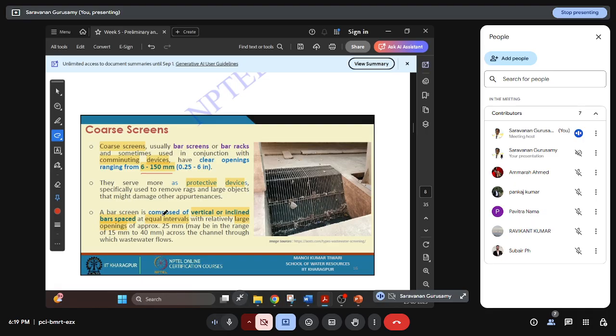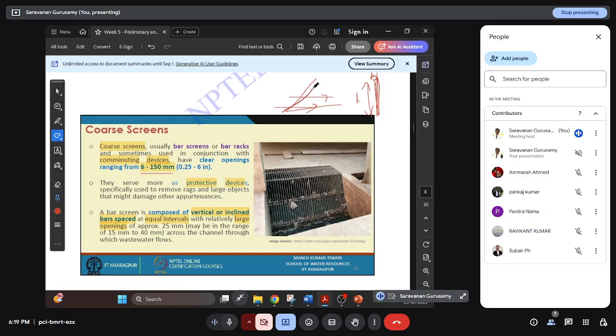And then a bar composed of vertical and inclined bars. Why do we need inclined instead of straight bars? Because inclined bars will increase the area of flow. If this is the area, you have a depth, you have a width, and you have a length of the bar. So L into W will be there.